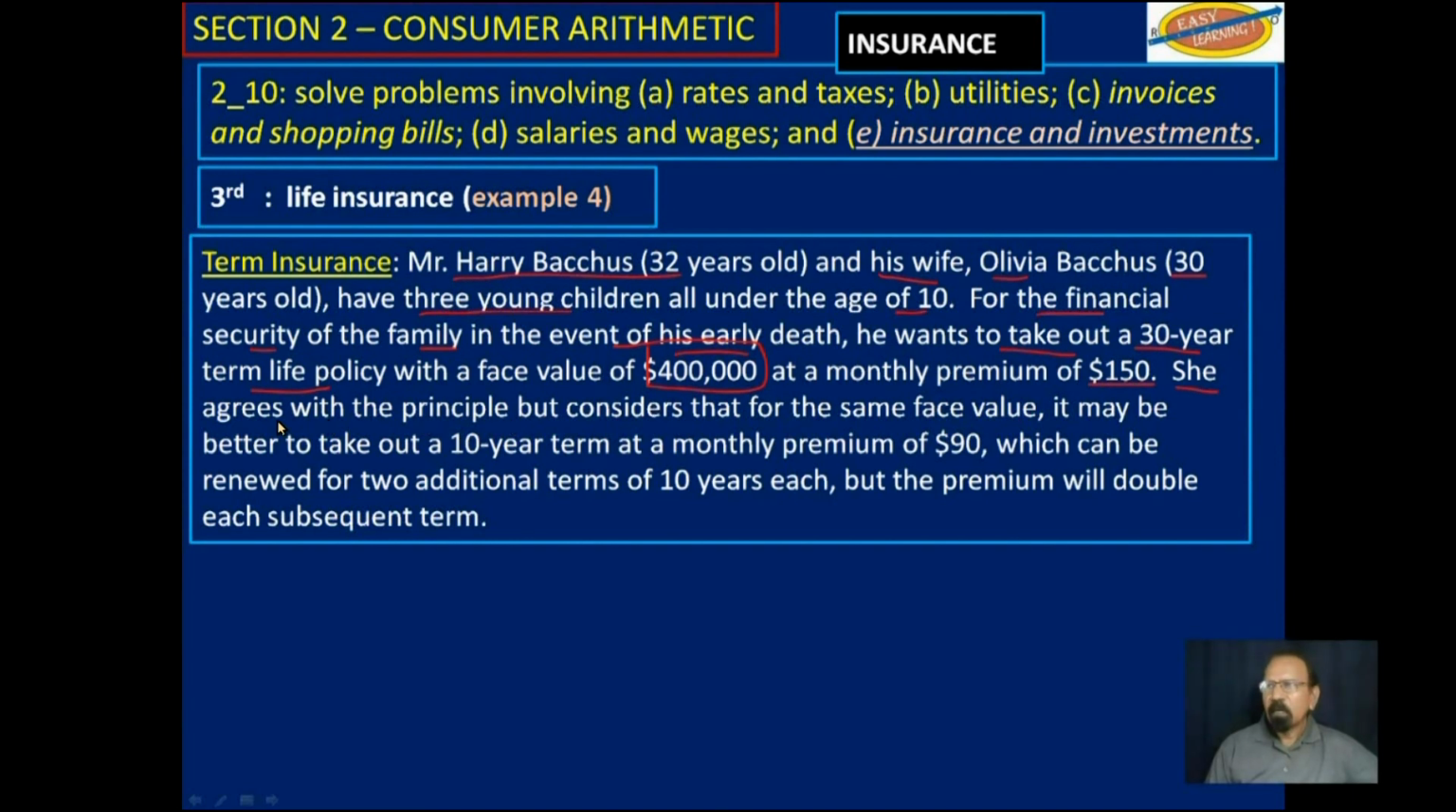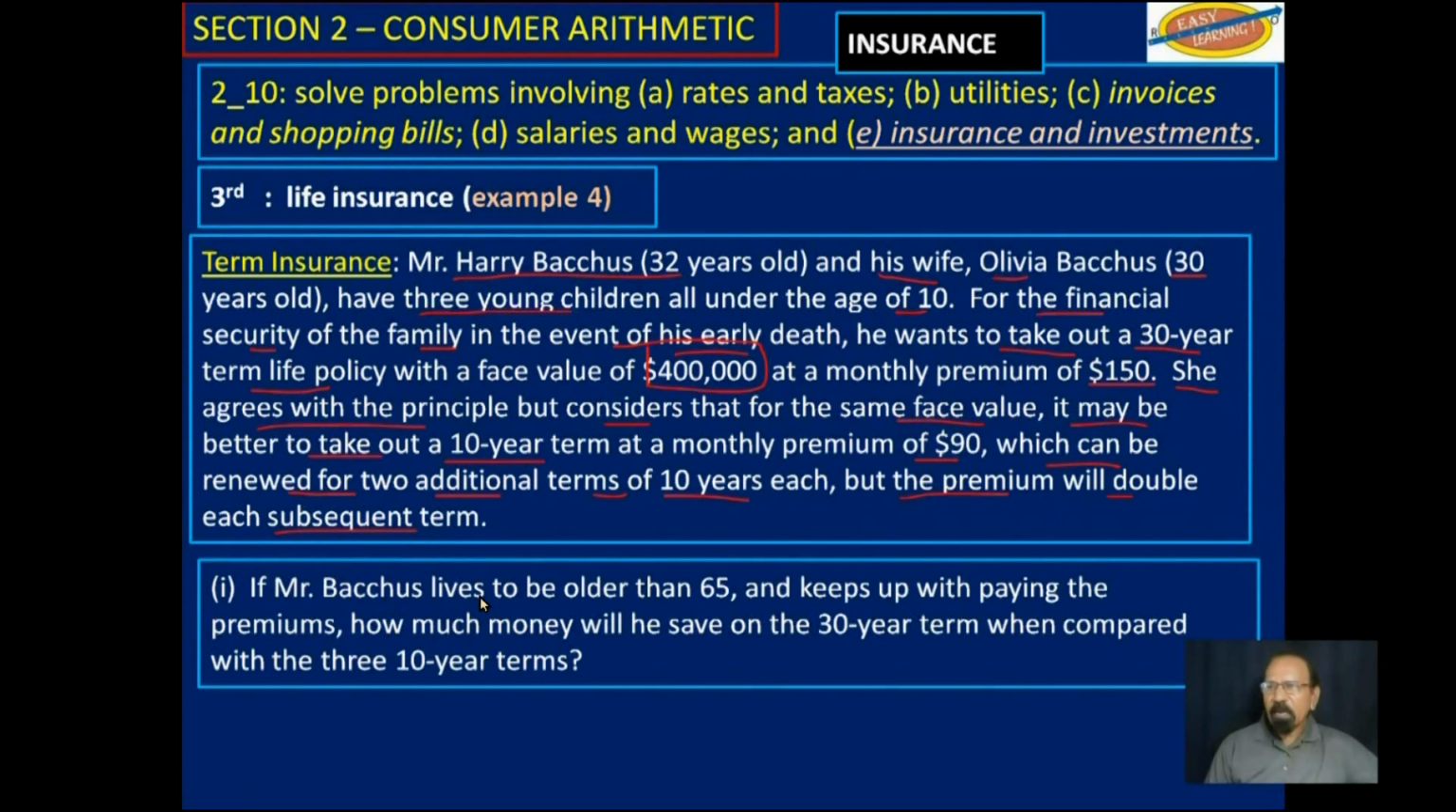She agrees with the principle but considers that for the same face value, it may be better to take out a 10-year term at a monthly premium of $90, which can be renewed for 2 additional terms of 10 years each, but the premium will double each subsequent term. Now, this is not as difficult as it looks.